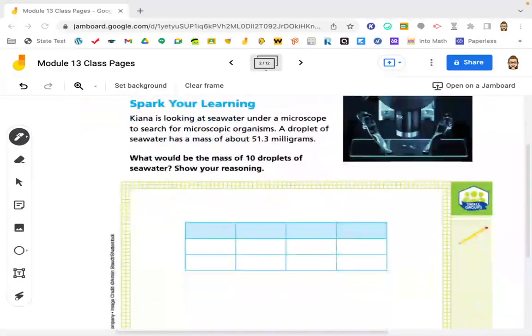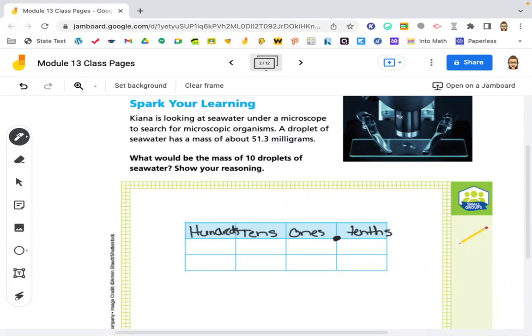Well, so first I want to start with a place value chart. So we only have to go to the tenths here. So I'm going to start here. We're going to put tenths, ones, tens, hundreds. So we're starting with 51 and 3/10.